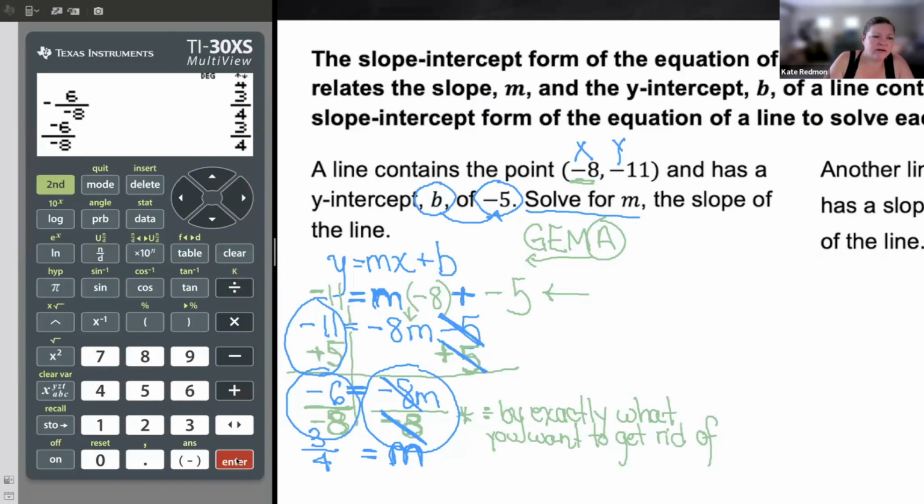-6 over -8. Okay, so anyway you type that in, any way you think about it, it's 3/4. 3/4, 75 cents. All right, that is your slope. Nice. Let's look at the next one.